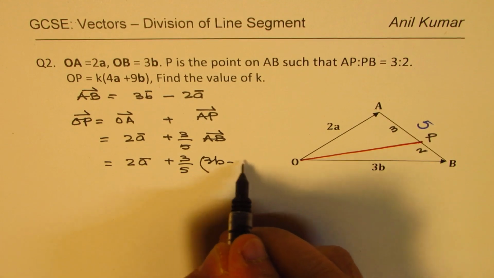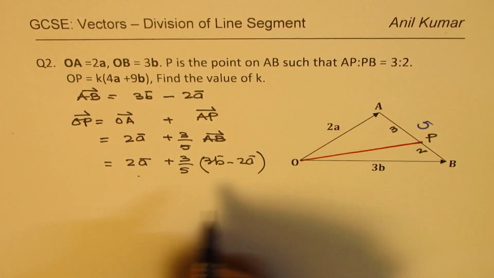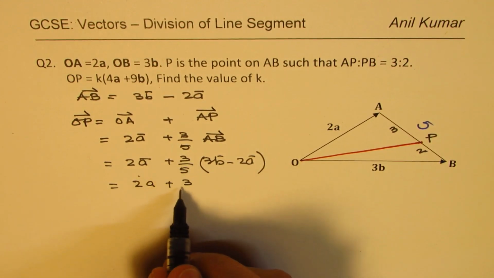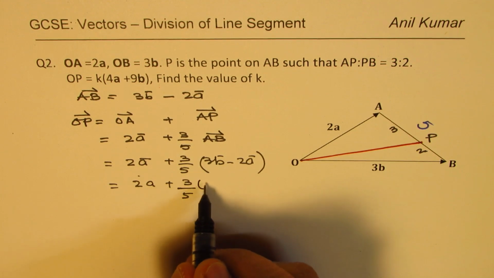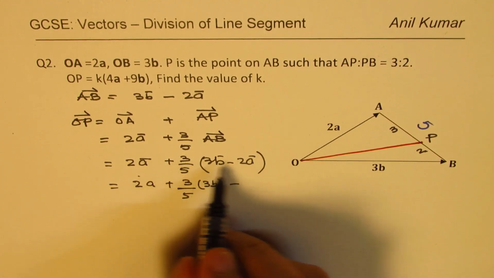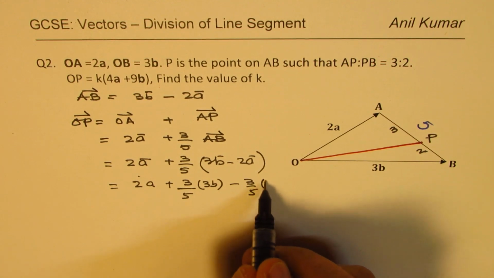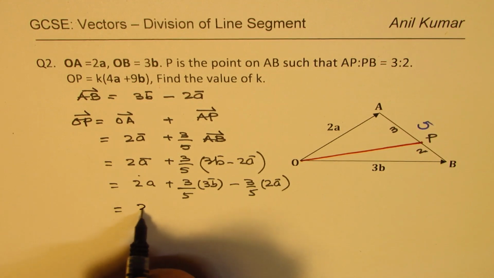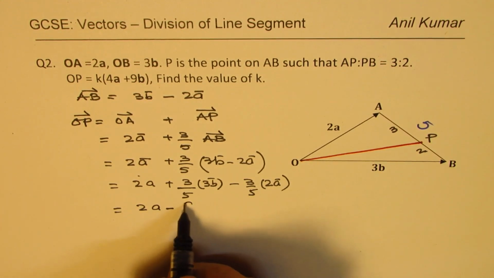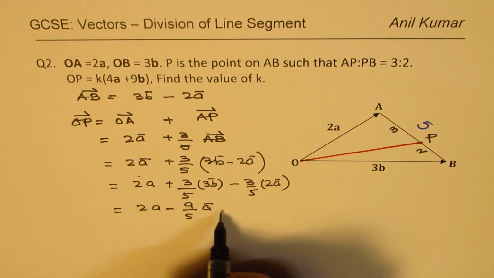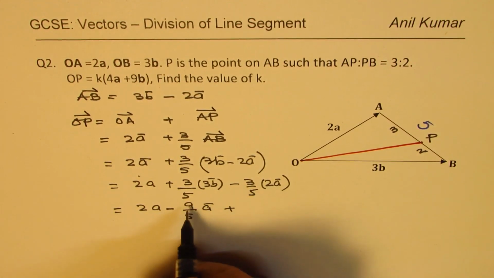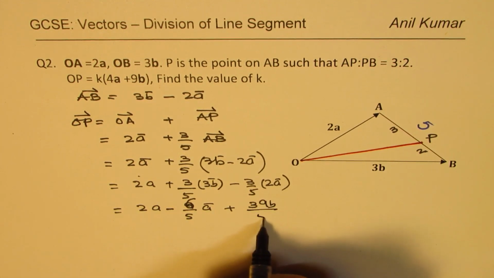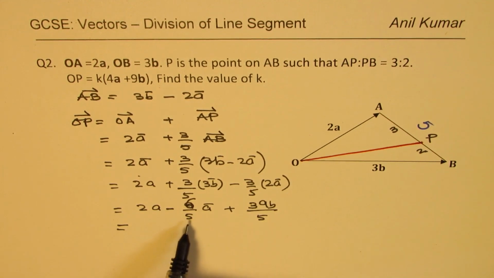So we write this as 3B minus 2A. Now we can open the bracket, rearrange. So 3 over 5 times 3B minus, we'll multiply this, 3 over 5 times 2A, right? So that gives you, we'll bring these two terms together, 2A minus 9 over 5A, and that is, sorry, this is 3 times 2 is 6. Okay. 3 times 3 is 9. 9B over 5. Okay. So what is this equal to?